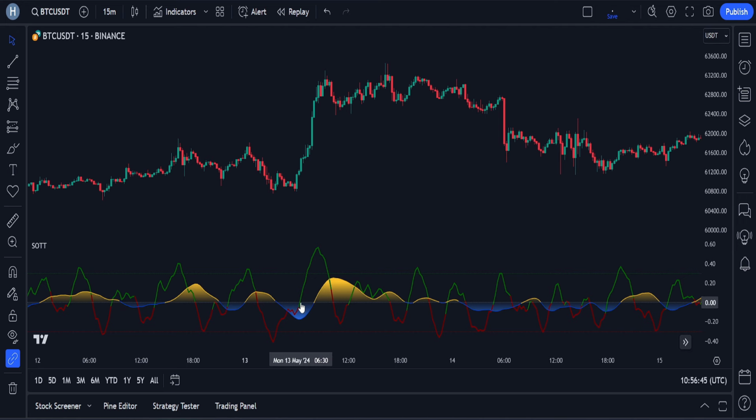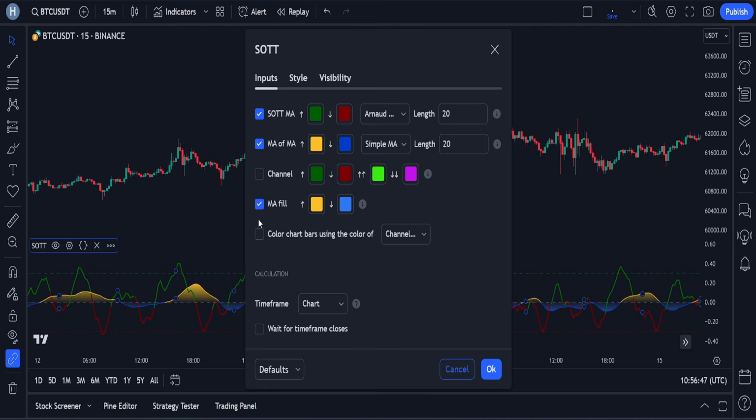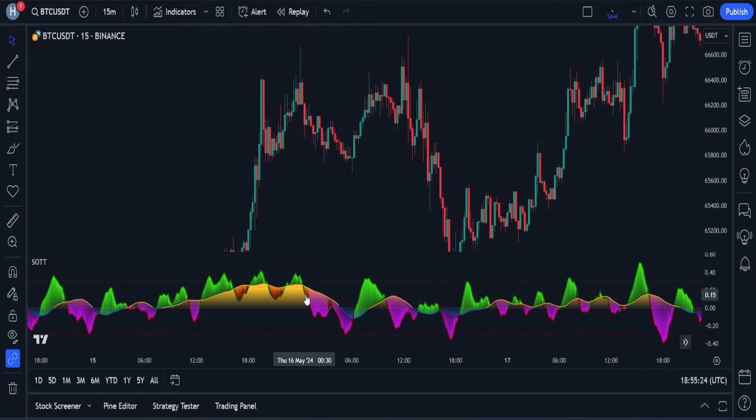Now let's go to the settings of the indicator and turn on the background for the SOTT line so I can show you how to visually interpret this indicator using the colors. When the SOTT moving average crosses above the moving average line, the area between the two lines becomes dark green. When the SOTT line goes above the center line, it becomes lime or light green, indicating strong bullish pressure in the market.